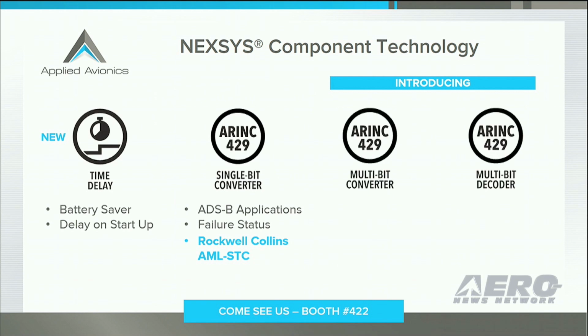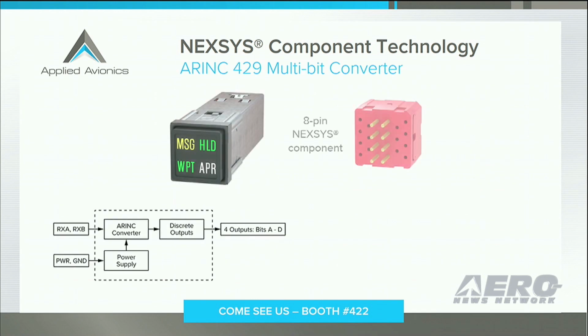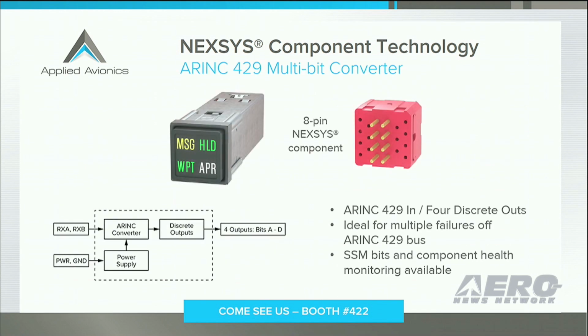Today, we are expanding on those innovations and introducing an ARINC 429 multi-bit converter with up to 4 discrete outputs, as well as an ARINC 429 multi-bit decoder, capable of decoding any 3-bit binary code into all 8 possibilities. So let's first talk about the Nexus ARINC 429 multi-bit converter.